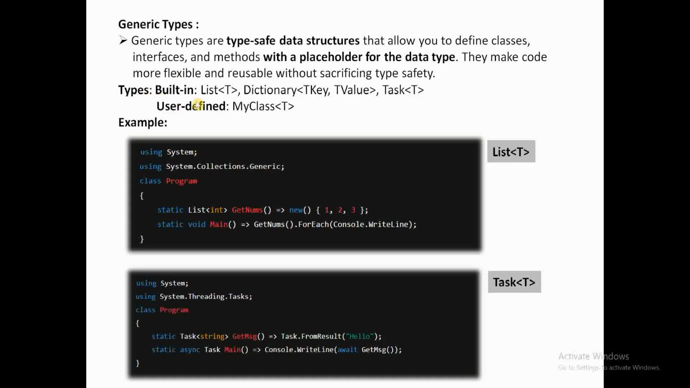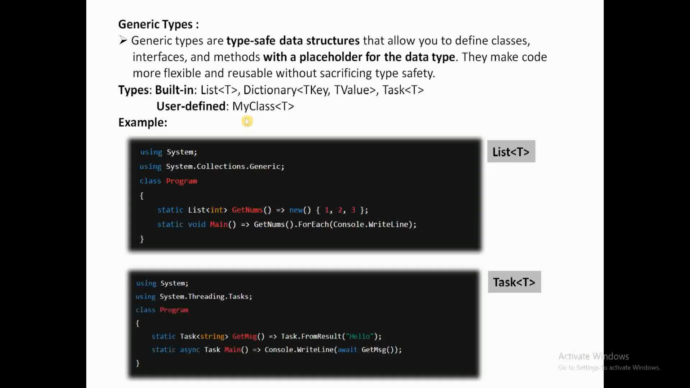Here we have built-in types like a list of type values. Here we can put any type like integer, string, boolean. Like dictionary, we have type key and type value. Task, we already studied about this, of type, where we put some integer value, string value also.